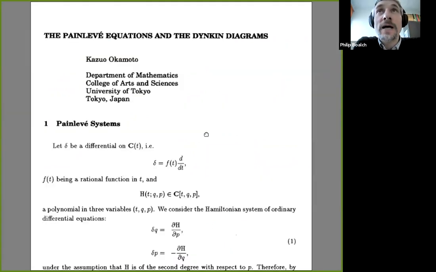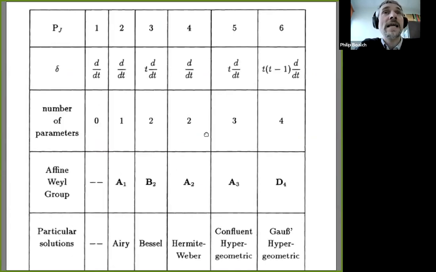So there's a review paper by Okamoto in 1992, the Painlevé equations and the Dynkin diagrams. He has a nice table in there. So he lists the Painlevé equations, the number of constants which occur. So 4 for Painlevé 6 is this C to the 4, and the relation to affine D4. And he says, well, for Painlevé 1 to 5, you get the trivial group, your affine A1, affine B2, affine A2, affine A3. And we know that there is a well-developed theory of quiver varieties for A1, A2, and A3. So we think, well, we can do something there. And we're very puzzled about B2 here.